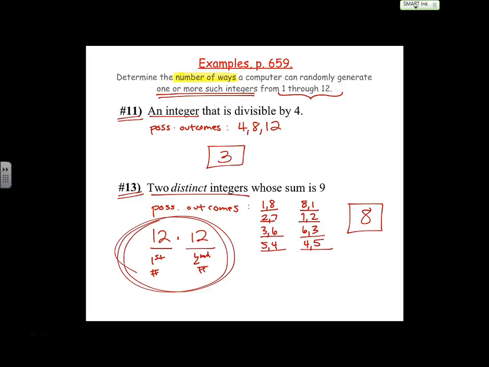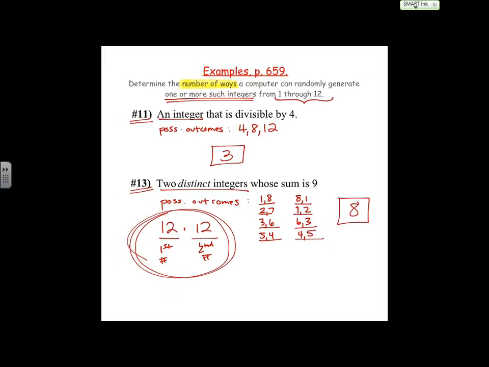And guys, if we were in section 9.7, we would say, sweet, 8 out of 144, those are the chances, that's the probability. But we're not there yet. We're just counting up stuff. We're just counting up the possibilities. So good catch, kids in the front.